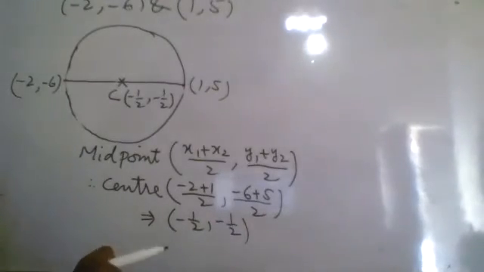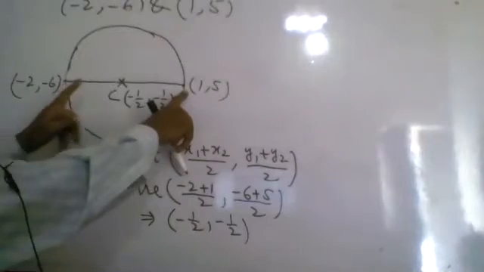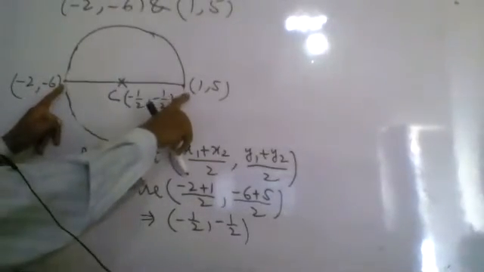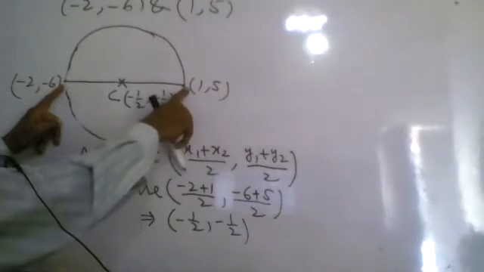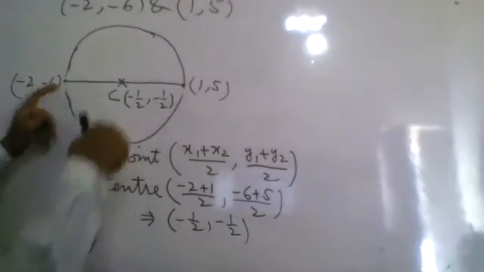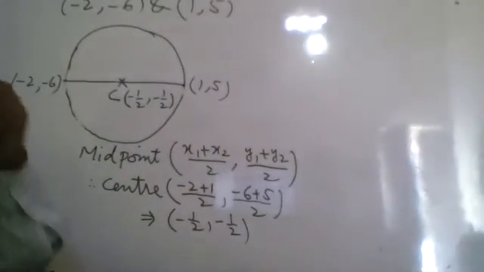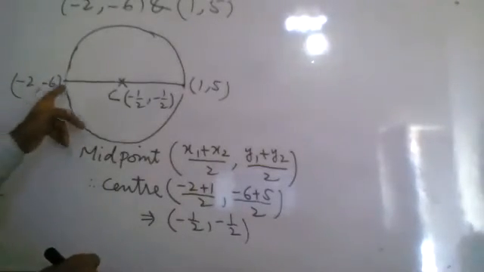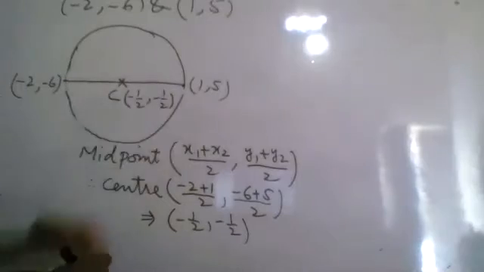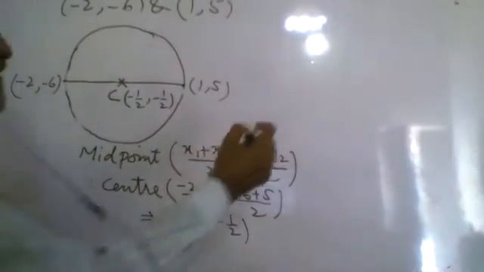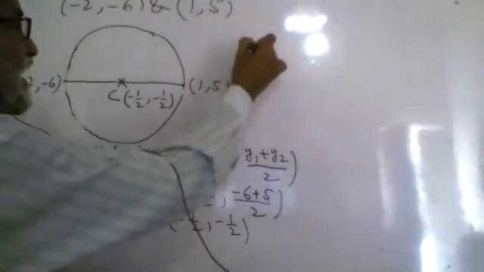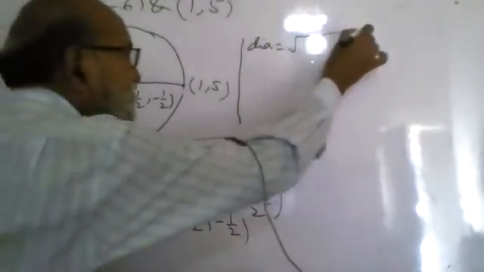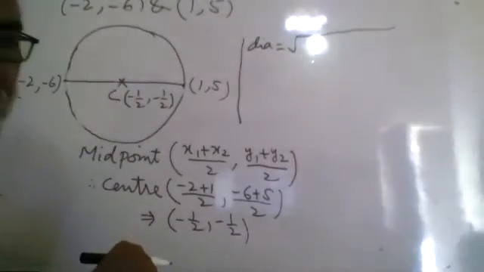Half of the diameter will be the radius. This is the whole diameter, and the radius will be half of this one. Use these two points to find the diameter, and then divide it by 2, you will get the radius. Okay, we will use these 2 points to find the diameter. Diameter is under root, use the distance formula.